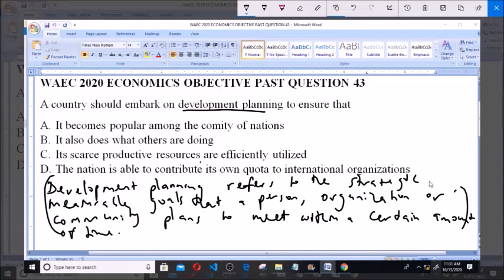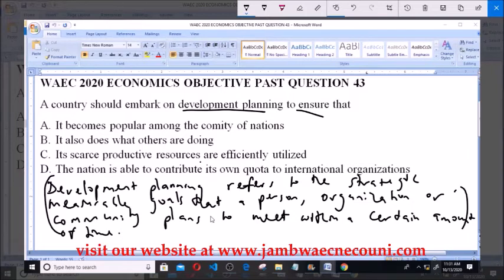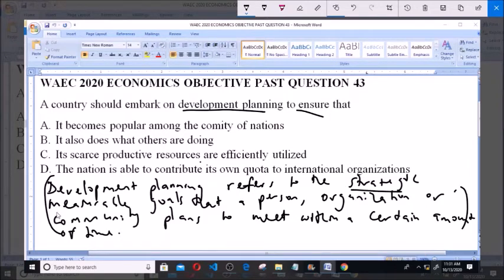Okay, so from the options given to us, option C, which says to ensure that its scarce productive resources are efficiently utilized, is the most likely and correct answer to this question, because as we have seen from the definition of development planning, it refers to strategic measurable goals. So, setting goals.